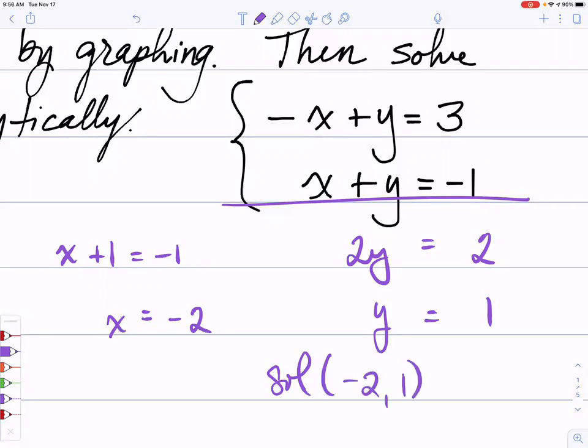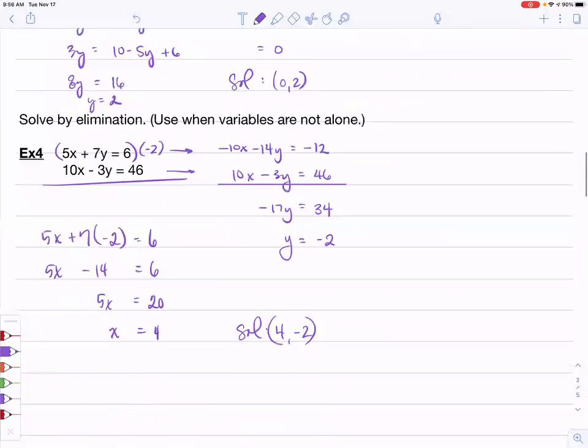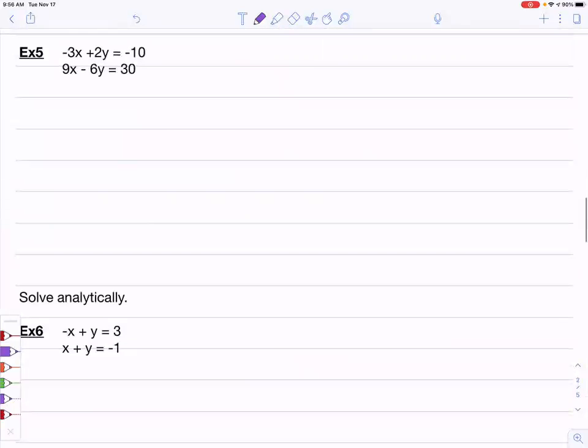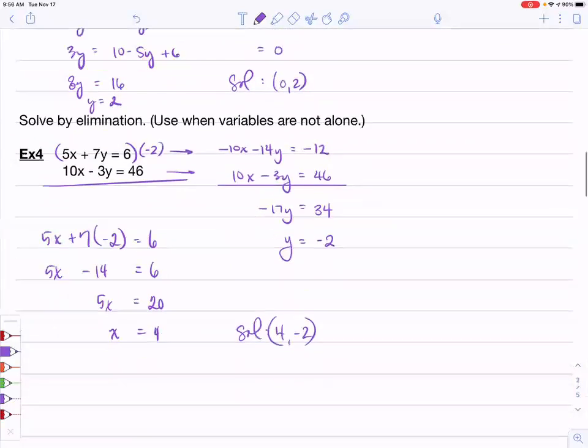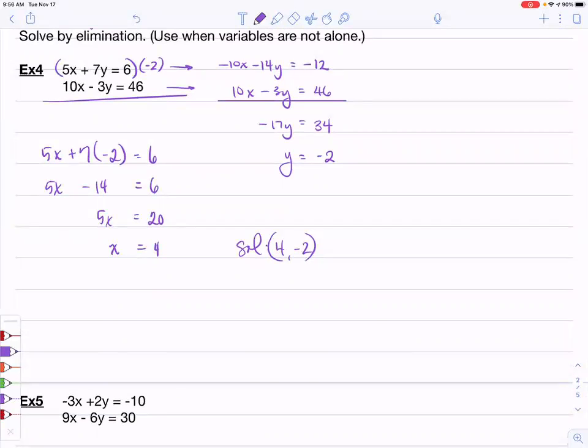And again, we knew what the answer was going to be, so it's not a surprise. So sometimes I will give you the choice. I'll let you solve any way that you want to solve, okay? Example number 5 is still under the elimination section. Okay, so let's go ahead and use elimination.